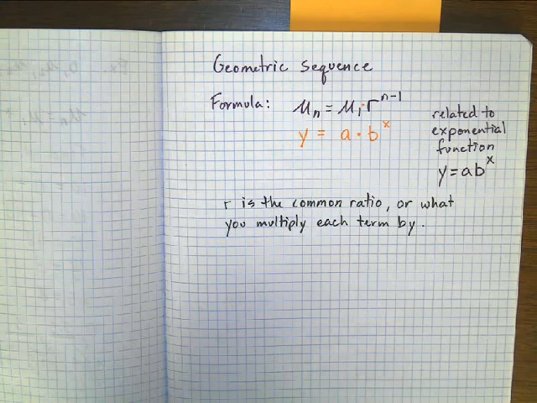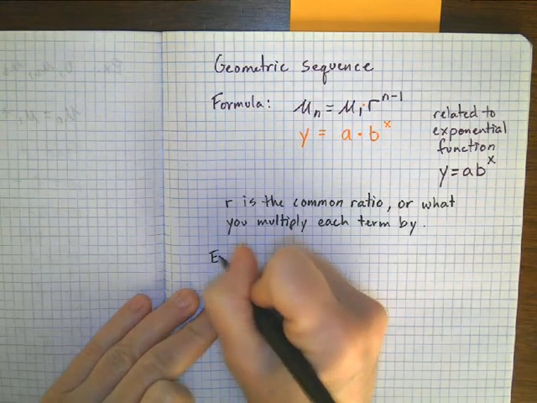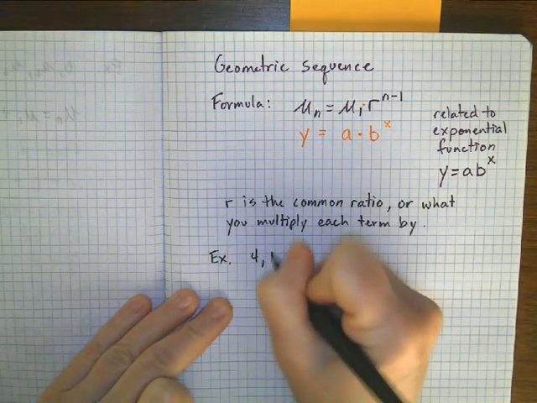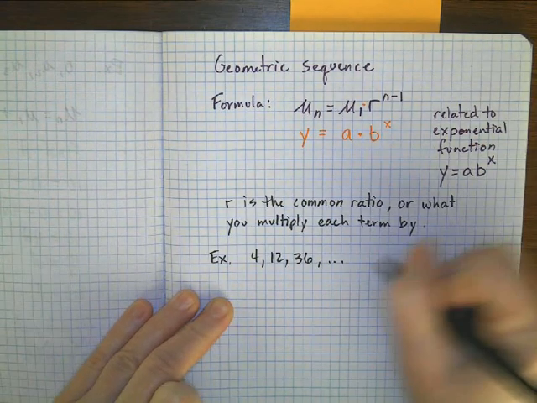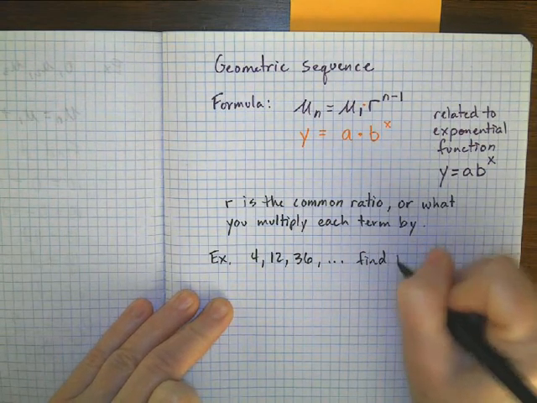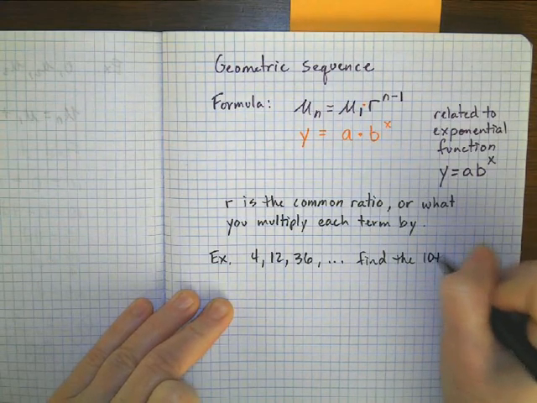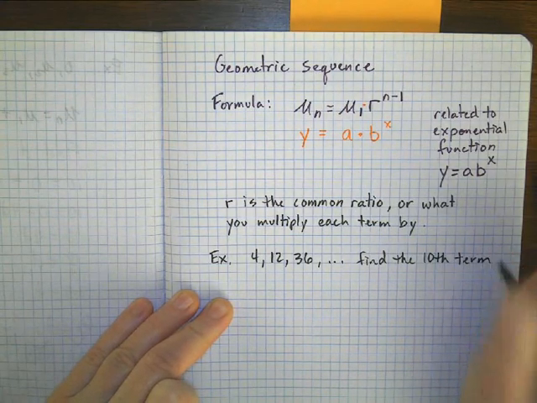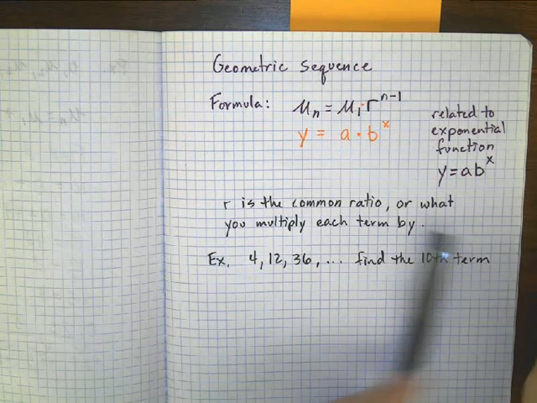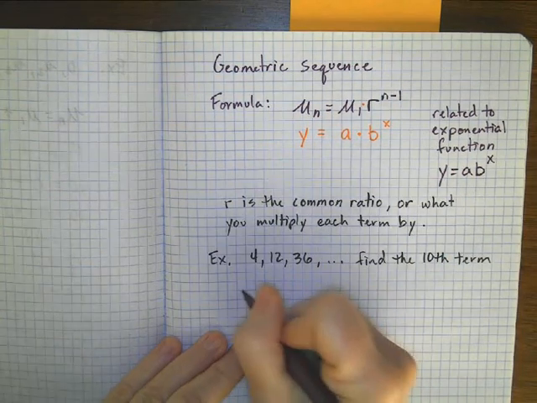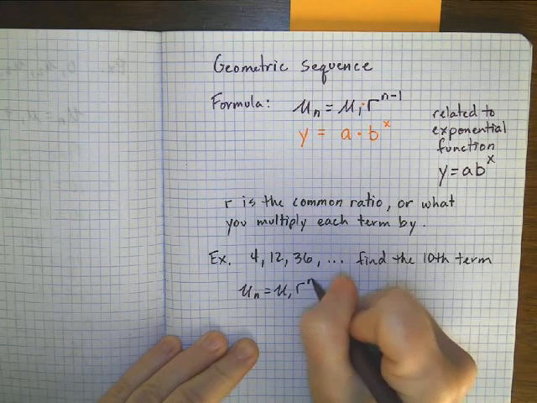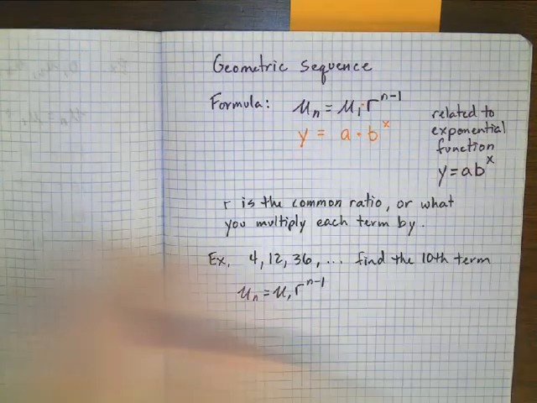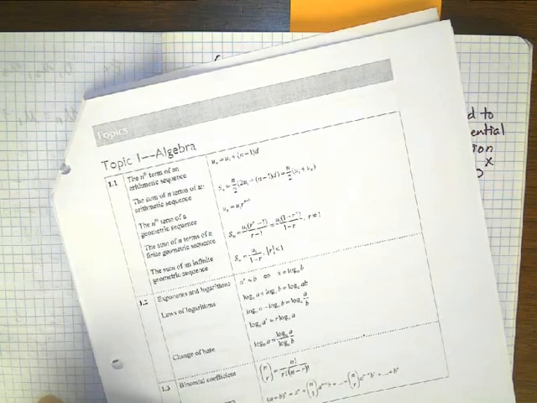Okay, let's do a couple of examples. So if I have 4, 12, 36, find the 10th term. All right, so writing down my formula, I'm going to have u sub n is equal to u sub 1 times r to the n minus 1. Okay, and remember, these formulas are in the packet. You can always refer to the packet. You don't have to have these memorized.